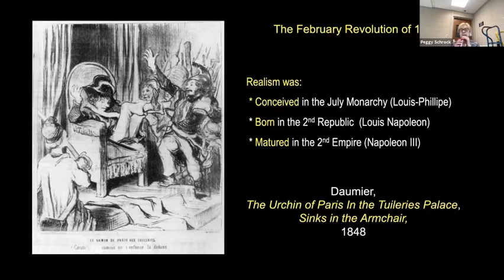Realism, I love this statement. Realism was conceived in the July monarchy. Under Louis Philippe, you had all these socialists writing, people were thinking about it. It was born in the Second Republic when the doors were open and it walked through, and then it matured in the Second Empire, Napoleon III. So this is sort of the root of realism.